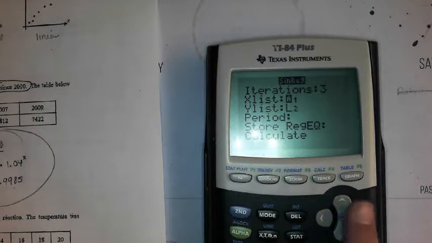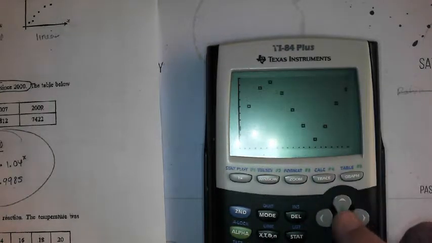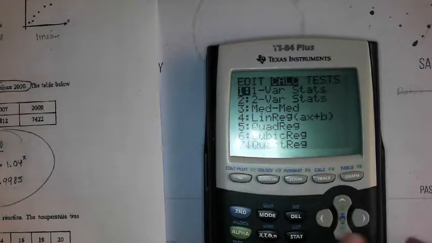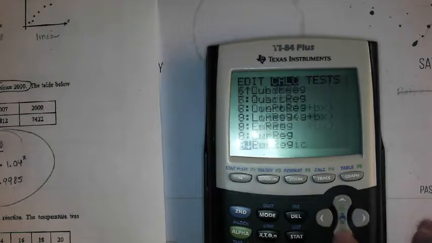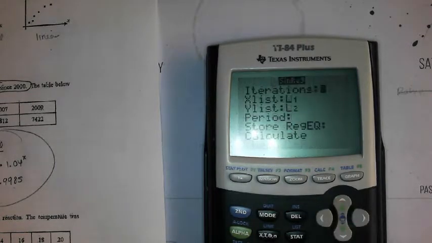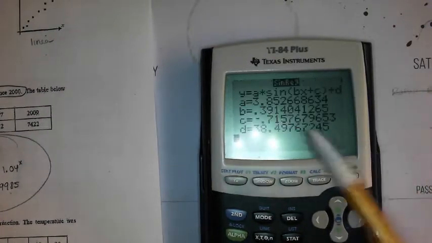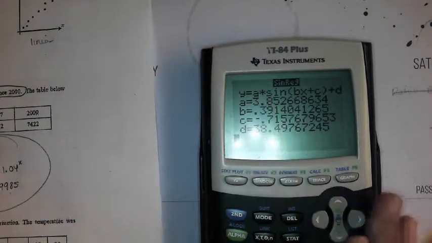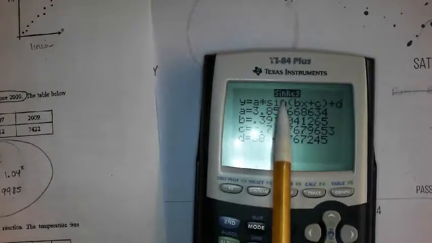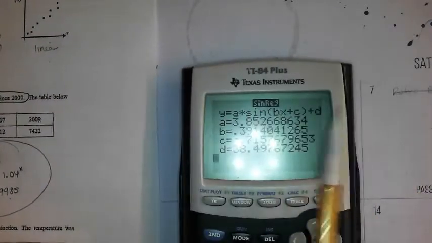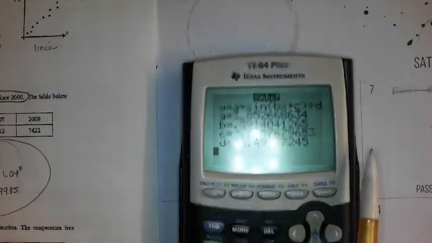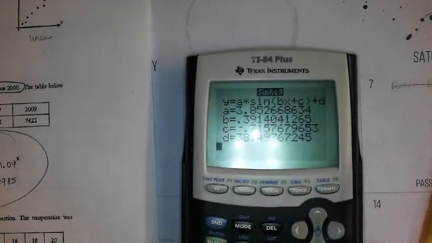Okie doke. And oops, stat. I just blew it. Sine regression. Sorry, I'm trying to do two things at once here to get ahead of you. Sine regression, calculate. So again, at the top of this screen, it's going to give us the general format. A sine, parentheses, bx plus c. It's a little bit different than our general format, but you want to take what they have.